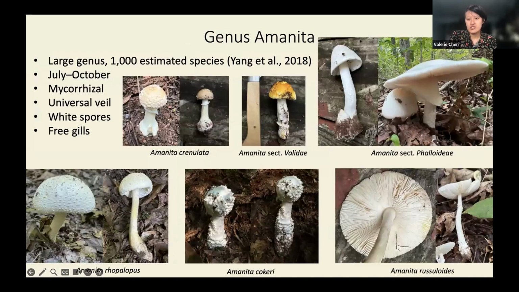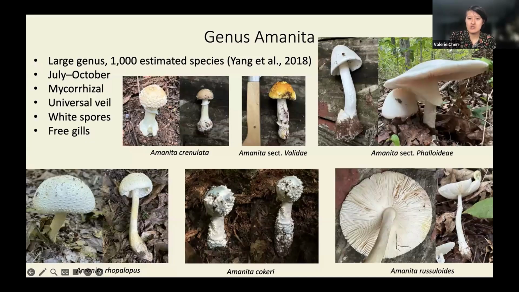So Amanita is a large genus of mushrooms with an estimated 1,000 species. Thankfully, there's a lot less of them than that you can find around in the area. And they can mostly be found from July to October, and most of the species are mycorrhizal, meaning they rely on certain trees to exchange nutrients with.